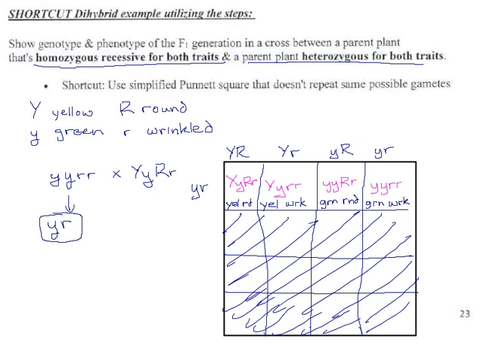So, genotypes, there they are. Each of these is one fourth or 25% of the total. And if you want phenotypes, it would be 25% yellow round, 25% yellow wrinkled, 25% green round, 25% green wrinkled.